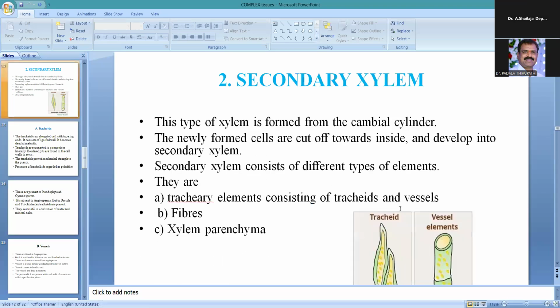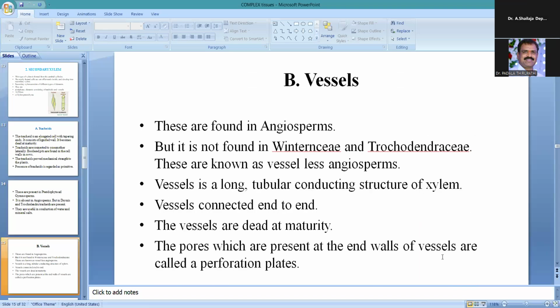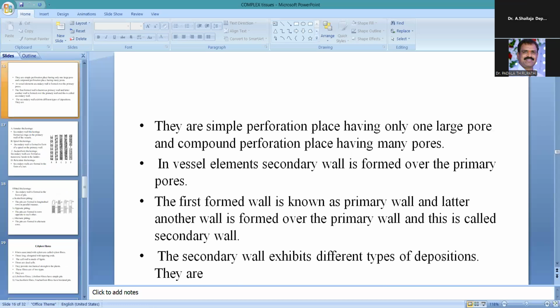See here, this is the perforation plate. The end part is called a perforation plate. In this vessel element, that is the structure of the perforation plate. That is about the vessels. These are found in angiosperms, but not in two families, Winteraceae and Trochodendraceae. They are simple perforation plates having only one large pore, and compound perforation plates having many pores.